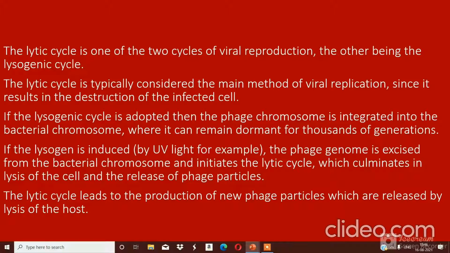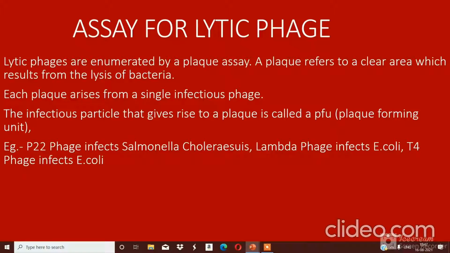So if the lysogen is induced by UV light, for example, the phage genome is excised from the bacterial chromosome and initiates the Lytic cycle, which culminates in the lysis of the cell and release of the phage particles. The Lytic cycle leads to the production of phage particles, which are released by lysis of the host.